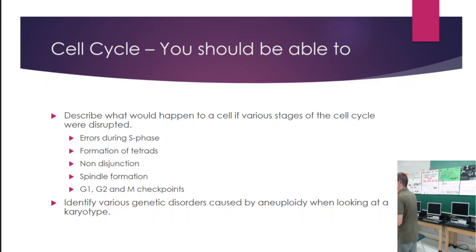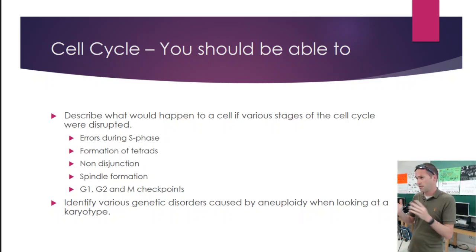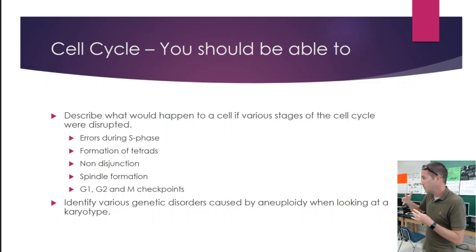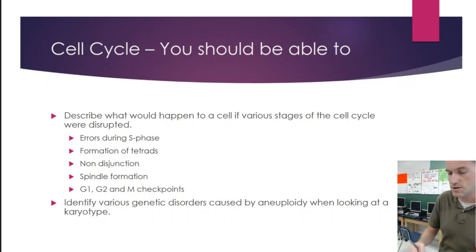Genetic disorders that are caused by aneuploidy when looking at a karyotype, right? So really the only ones that you're going to be responsible for knowing is if you looked at a human karyotype, if there were 3 21st chromosomes, that's Down syndrome. If there's 1 23rd chromosome, that's Turner syndrome, right? If there are 2 X chromosomes and a Y, right? That's Klinefelter syndrome.